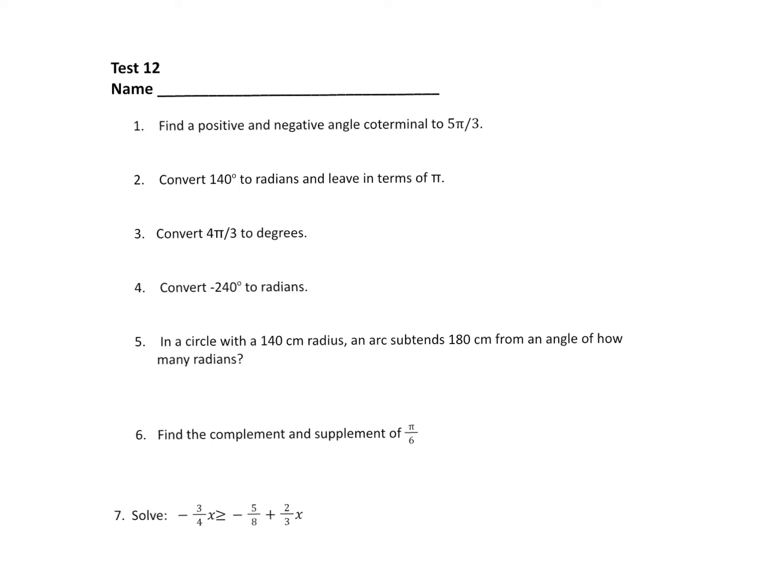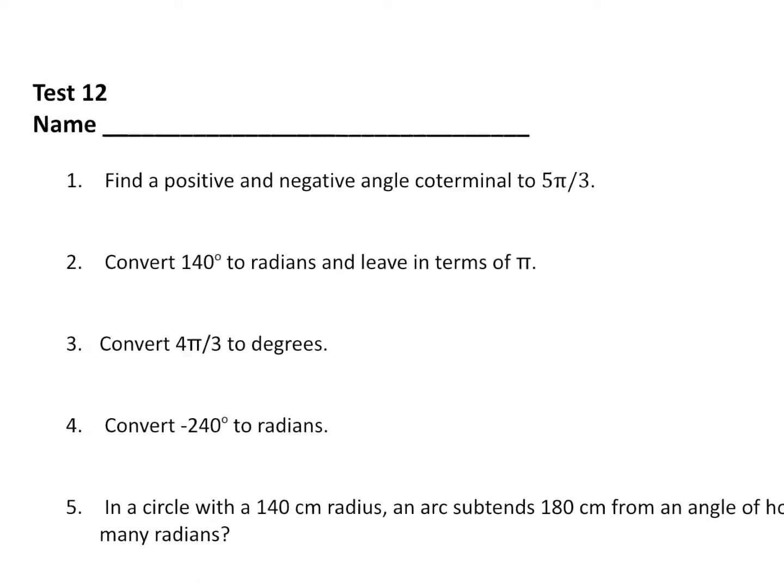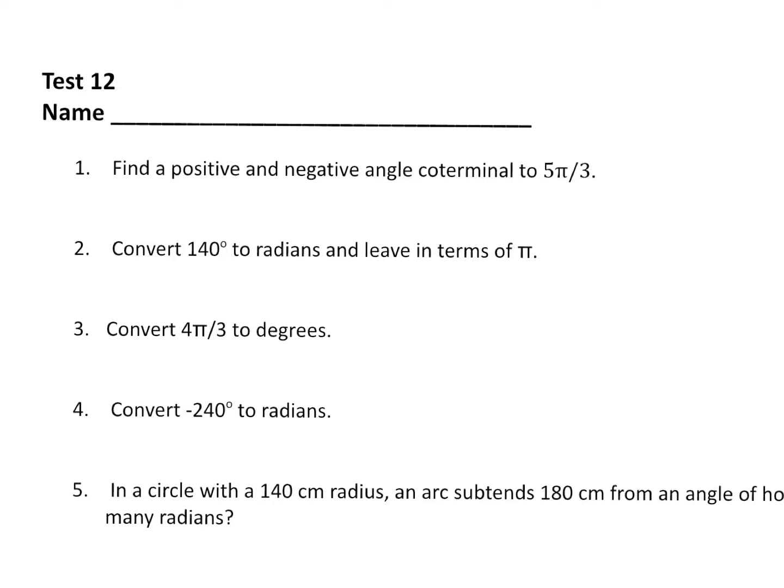All right, guys, let's knock out this test 12 review. Number 1, positive and negative angle coterminal. Remember, when you do coterminal with radians, you're adding 2 pi. So what we're going to do here is add and subtract. Remember how we do this: we take the denominator and double it and put that on top.